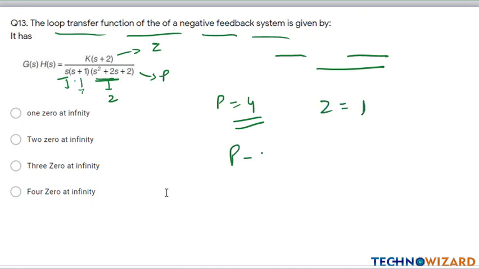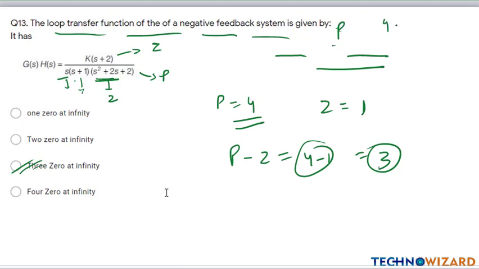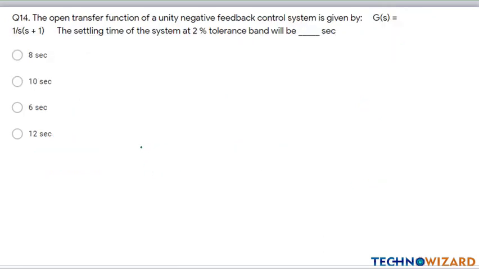If we subtract p minus z, that is 4 minus 1, that is equal to 3. There will be 3 zeros at infinity, because if there are 4 poles, then there will be 4 zeros, according to the open loop transfer function of a negative feedback system. Therefore, if zero is 1 and pole is 4, then 3 zeros are at infinity. Option C is the correct answer.